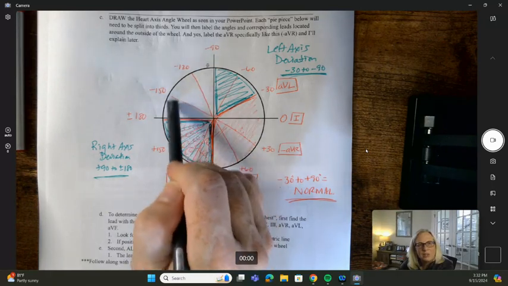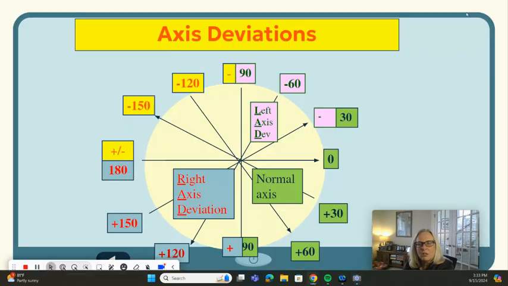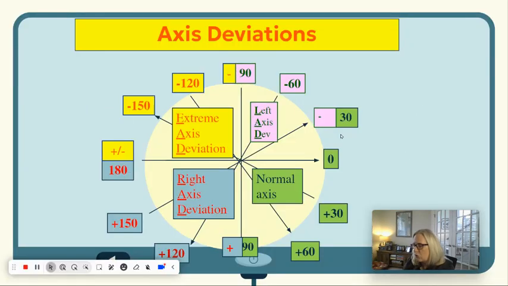This one's going to be called extreme axis deviation. So let me close this and we'll write it down in here. Extreme axis deviation. So that whole section there, which is going to be negative 90 to plus or minus 180. Extreme axis deviation.